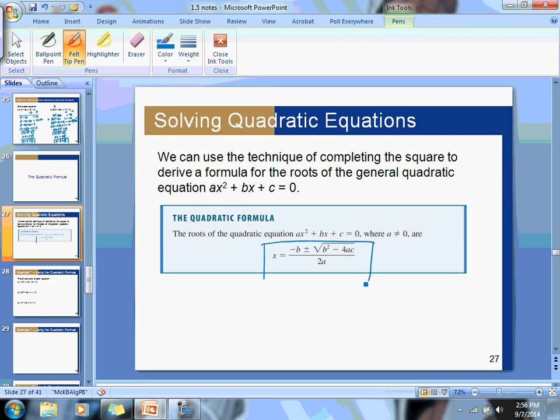But it's opposite b plus or minus the square root of b squared minus 4ac all over 2a. And the a and the b and the c, remember, those are just your coefficients in front of your quadratic and your linear and then your constant.